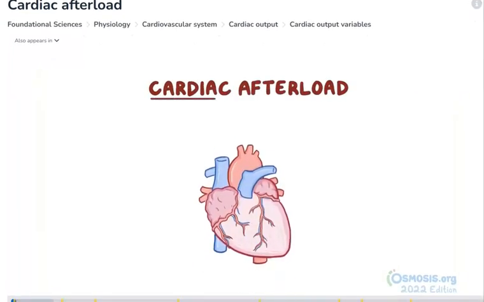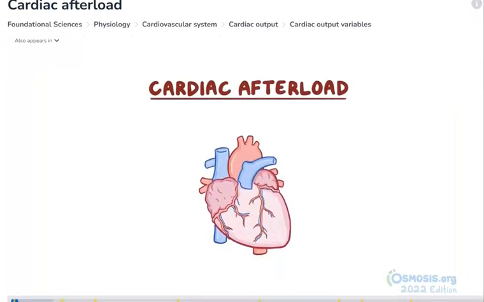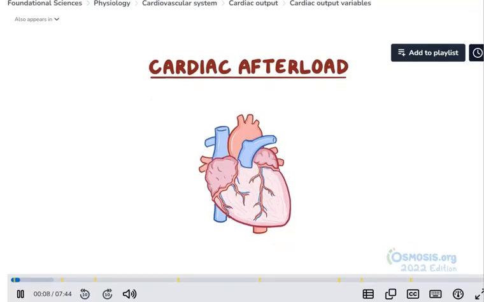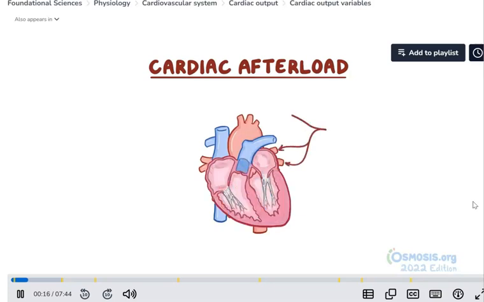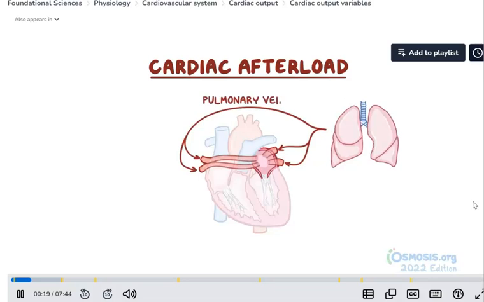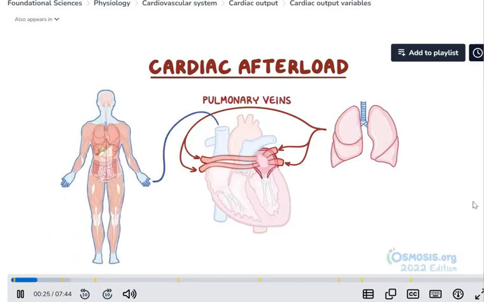Cardiac afterload is one of the main factors that influence how much blood the heart pumps out with each heartbeat or stroke. Now remember that the heart has 2 upper chambers: the left atrium, which receives oxygenated blood from the lungs via the pulmonary veins, and the right atrium, which receives deoxygenated blood from all of our organs and tissues via the superior and inferior vena cava.